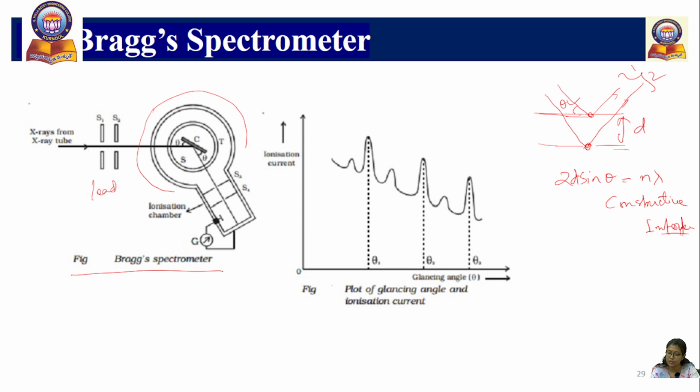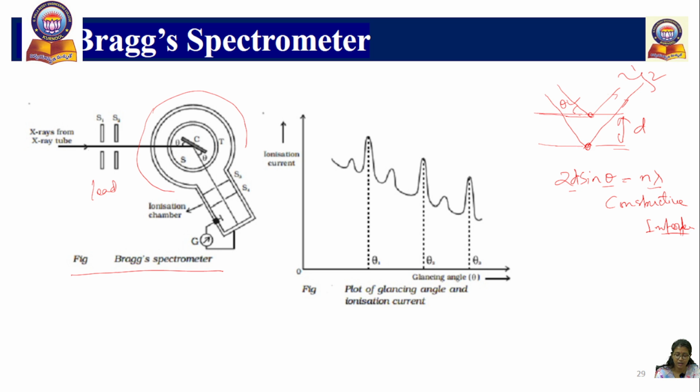So we need to know theta and d. d is the interplanar spacing, lambda is the wavelength used, and n is the order. See, this is the first order, where the X-rays are diffracted from the first two planes only. You can go to the second order also, third, fourth, any order.